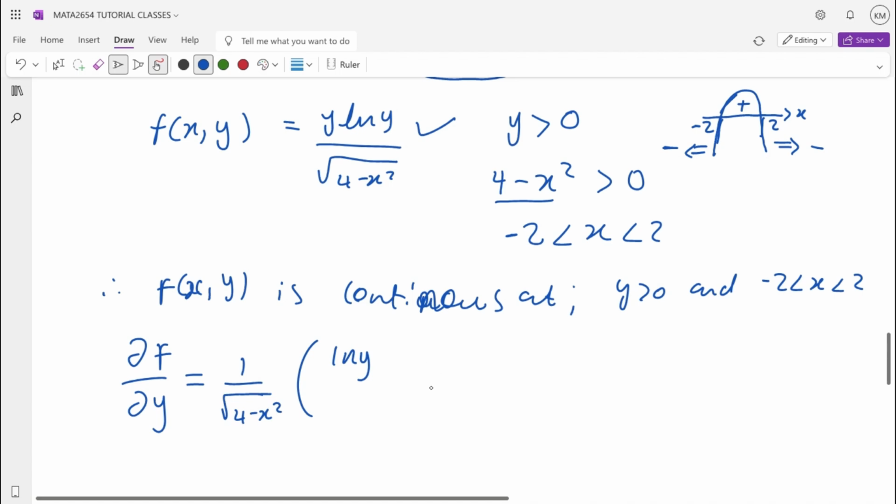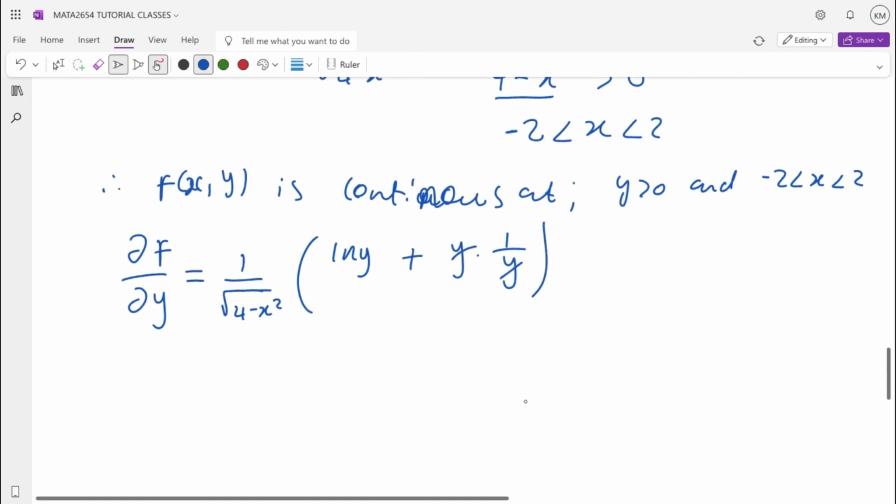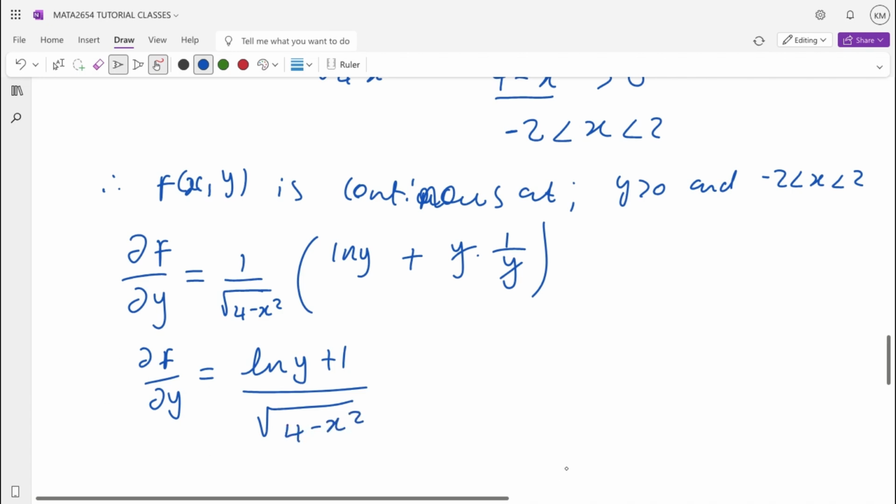So now, plus, by the product rule, we leave y and we derive ln y. The derivative of ln y is 1 over y. So y and y will end up cancelling. So basically, the partial derivative of f with respect to y is equal to ln y plus 1, divided by the square root of 4 minus x squared. So this is your partial derivative of f with respect to y.